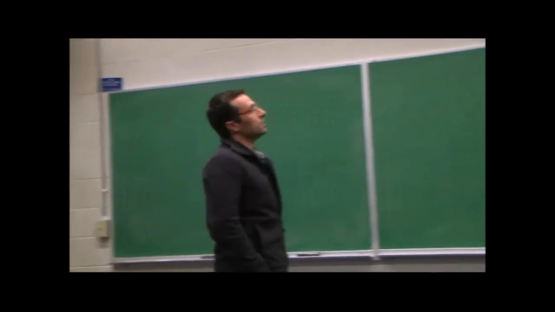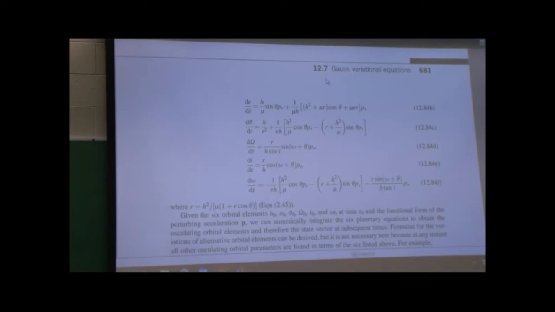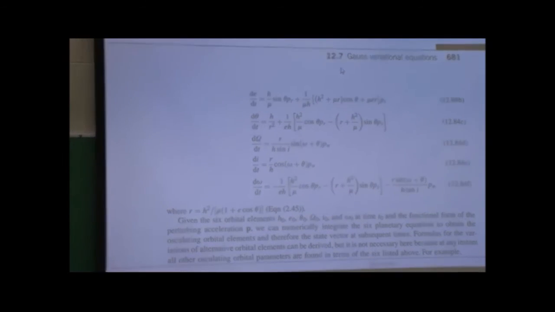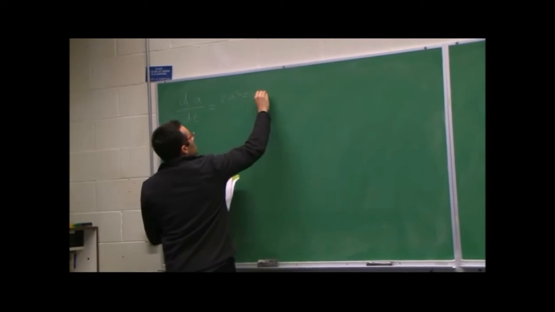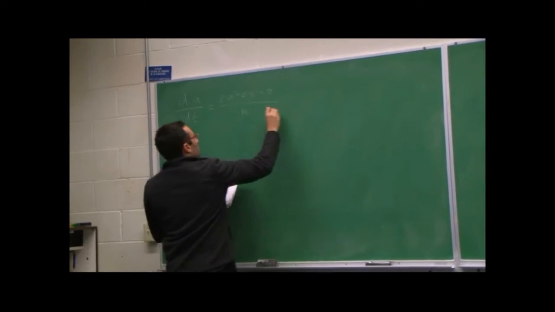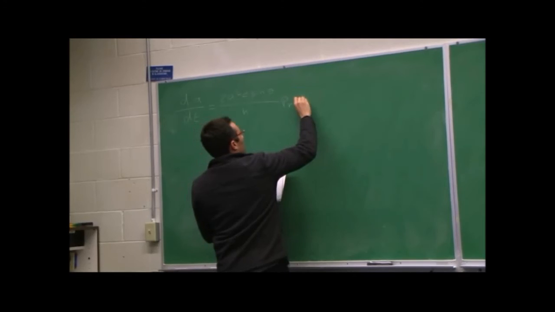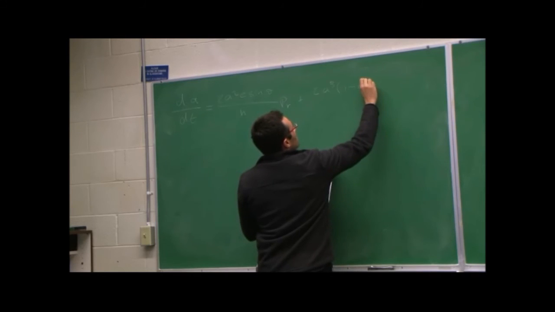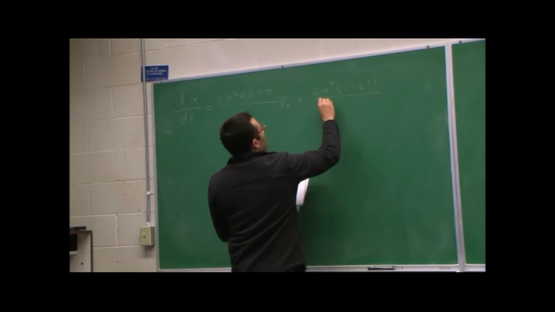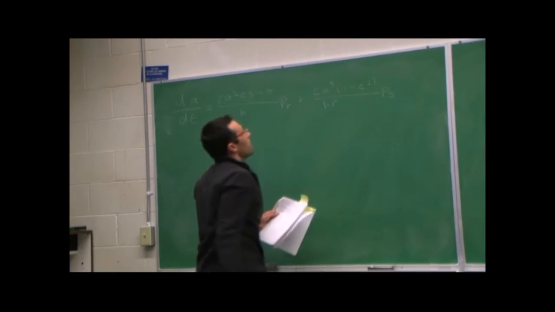So, okay, these are the equations that we started discussing last time, plus the one for the semi-major axis that I gave you independently on the board, and we can just rewrite it here: da/dt is equal to 2a squared e sine theta over h times the perturbation in the radial direction, plus 2a cubed times (1 minus e squared) over h r times the perturbation in the tangential direction.